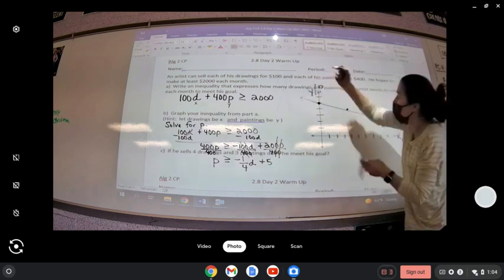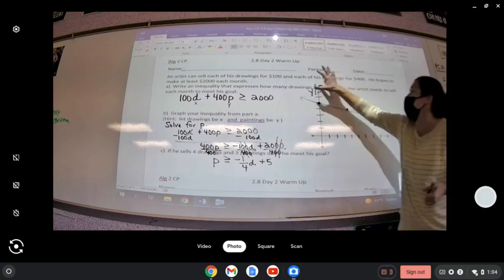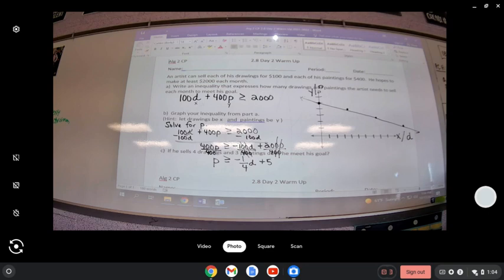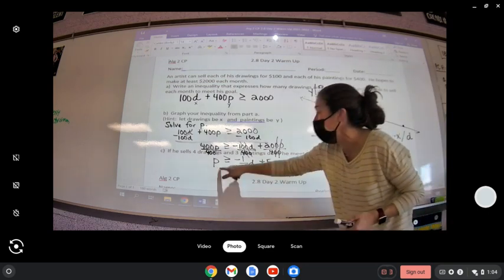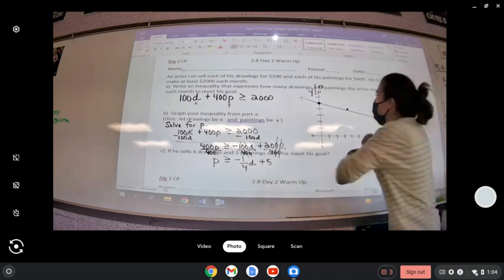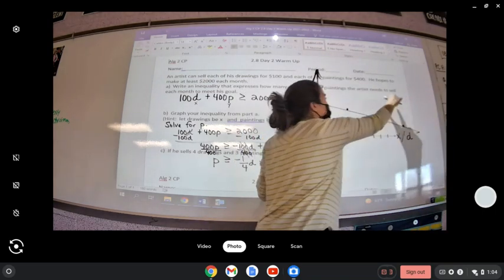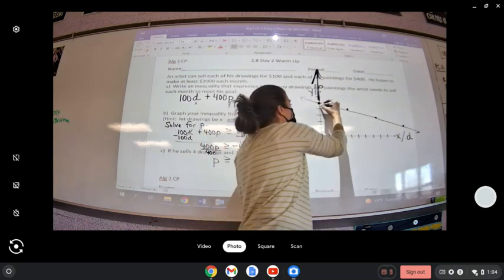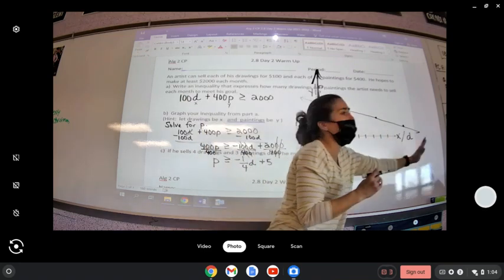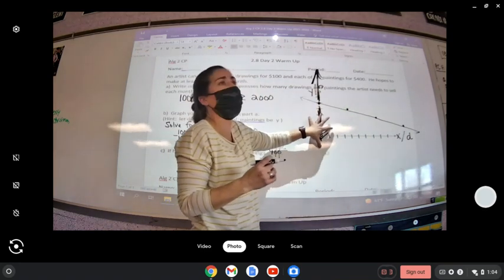All right, and then the beautiful thing about these problems, when you go to put your shading, you only got 2 options. You're either shading on this side or you're shading on that side. A line only has 2 sides. They want you to shade where P, which is your Y's, is greater than that line. Well, guys, you got P's up here on this side of your line, getting bigger than your line, and then you got P's down here, getting smaller on this side of your line. If you want P to be greater, should you shade above it or below it?